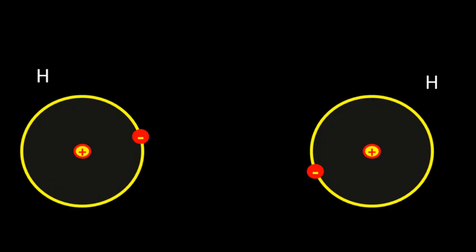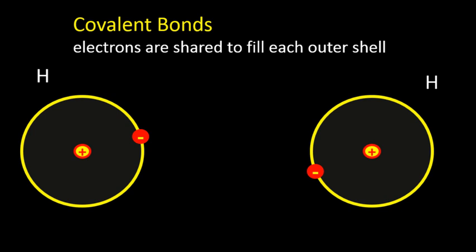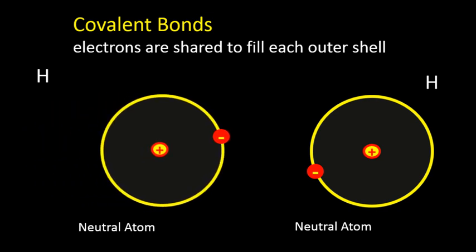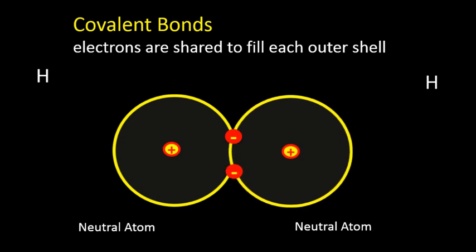Keeping that in mind, let's go to our first type of bond, and that's the covalent bond. And in this case, the electrons are shared to fill each outer shell. It's important to note that both of these atoms are neutral atoms, and a covalent bond is a bond between 2 atoms. And so here we have the hydrogen atom bonding with the other hydrogen atom, and they are both satisfying the octet rule in that they have their outer shells filled.